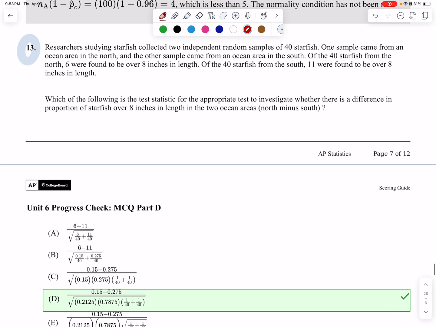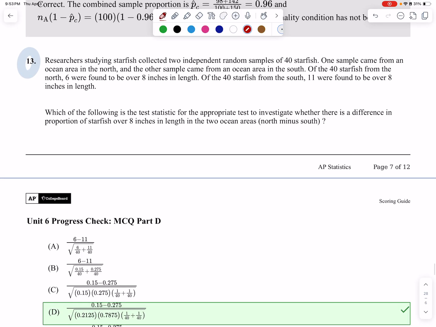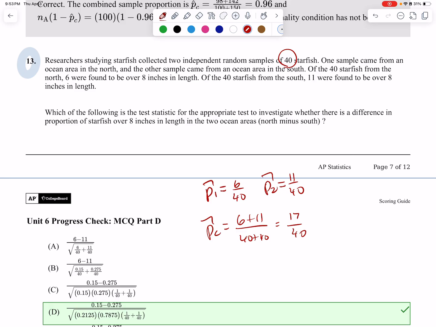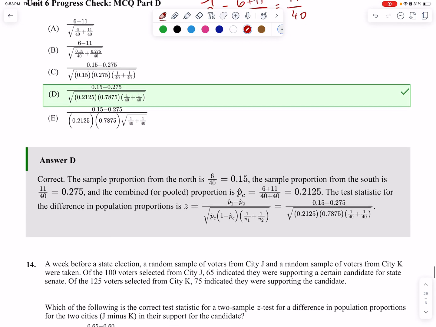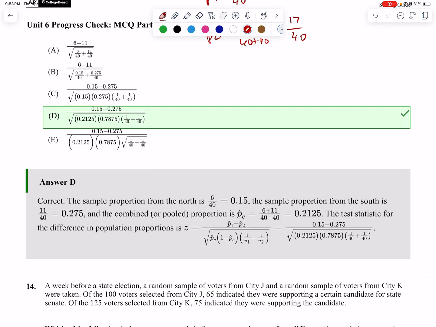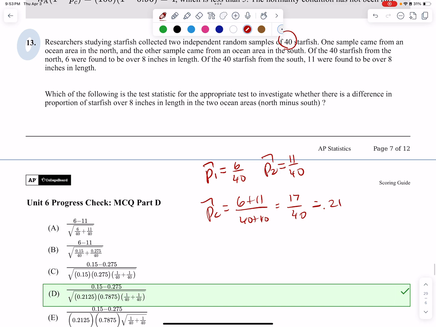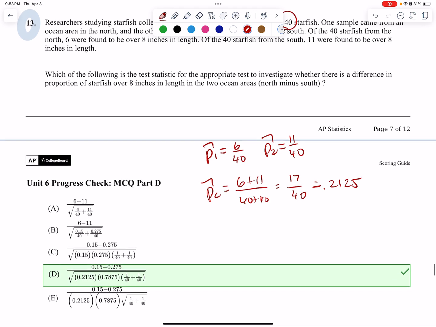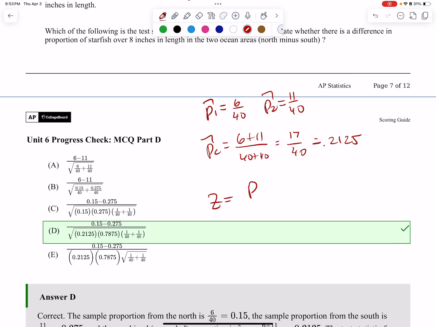All right, so for this one, it looks like I've got a 2 sample z-test. P1 hat equals, I have 40 starfish, and we have 6 over 40. P2 hat is equal to 11 over 40. So I have to combine them. PC hat is 6 plus 11 over 40 plus 40. So I have 17 over 40, which is 0.2125. There we go.